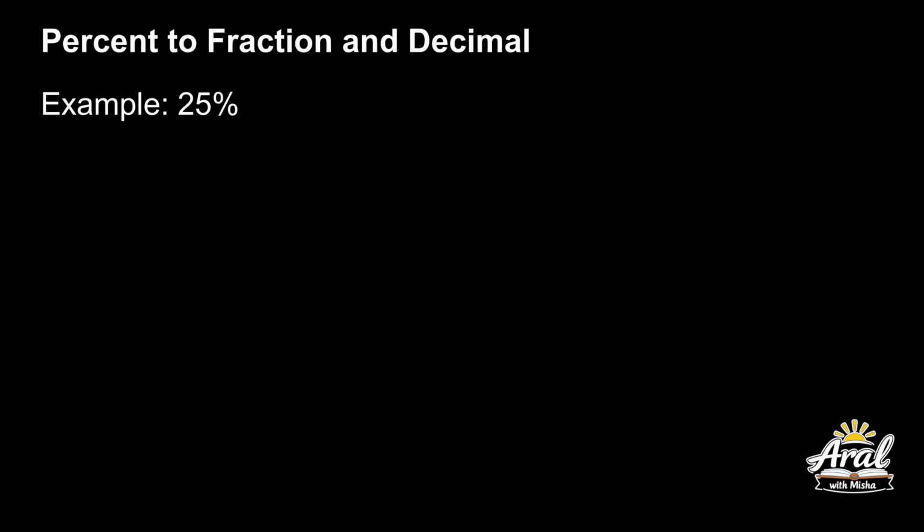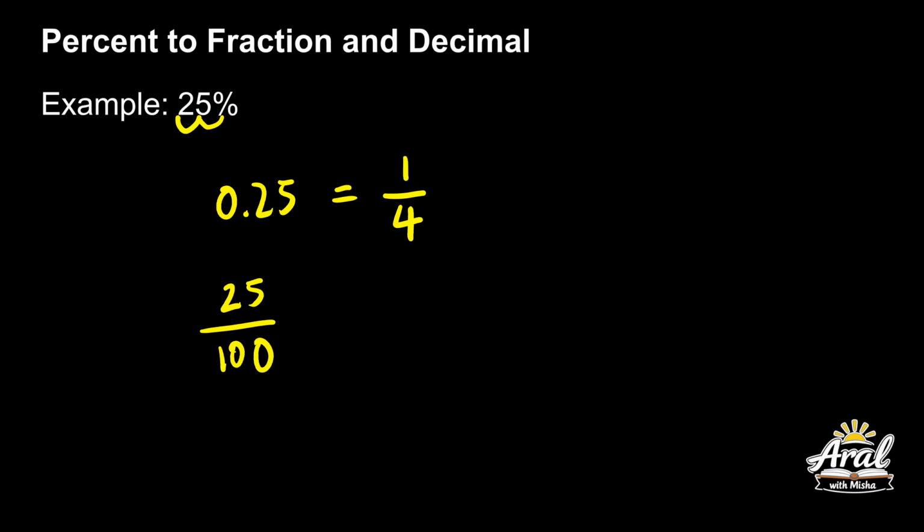So, percent to fraction and decimal. So, percentage, 25%. Gawin mo natin siyang decimal. So, 25, you move 2 decimal places. That's actually 0.25. Okay? If fraction yan, that's actually equal to 1/4. Okay? Paano naging 1/4? So, 0.25, di ba? 25%. That's actually 25 all over 100. Kaya nga, 25 divided by 100, that's 0.25.